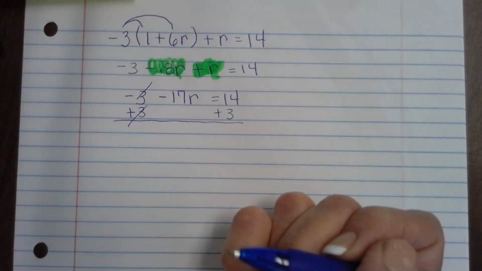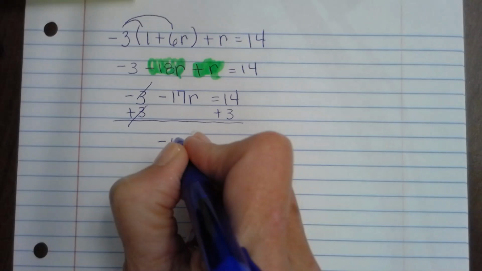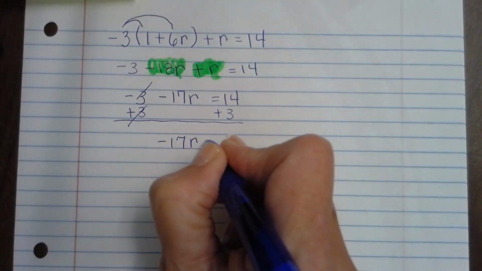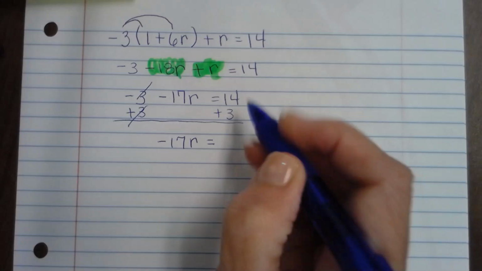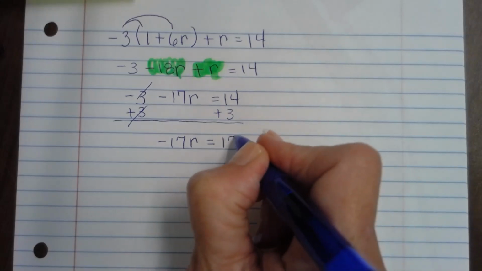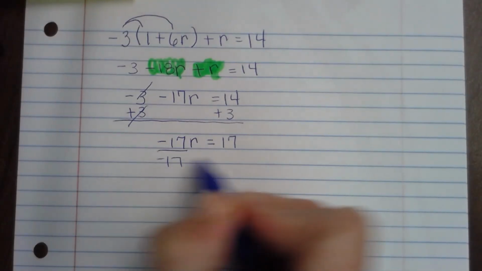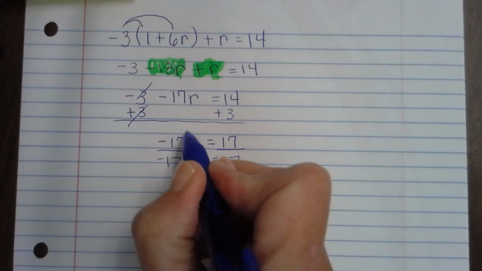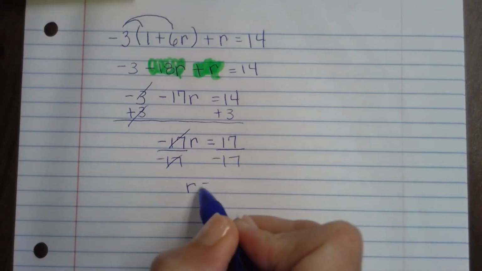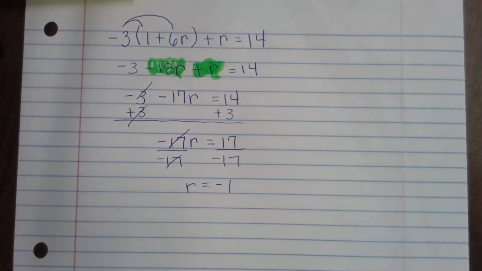Cancels. And now I'm going to bring down my negative 17R. Don't forget there's a negative on it. And then on the right side, when I combine, I get 17. And I've got one last step. I'm going to divide both sides by negative 17. And I get negative 1. How'd we do? Question? Okay.